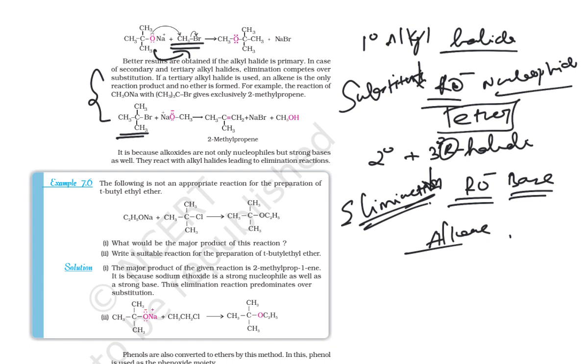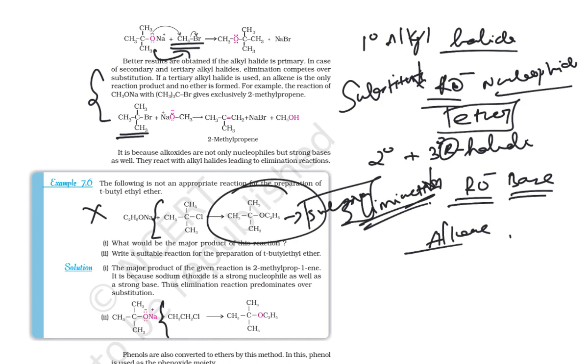Clear? So here, an alkyl halide is there, and the substitution reaction is not possible. This reaction won't happen. But if you want this product, we should take the tertiary alkoxide and the alkyl halide, so we will get the ether.